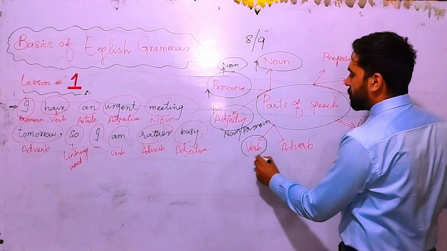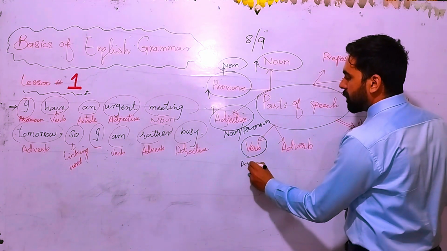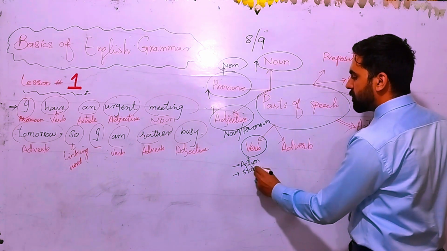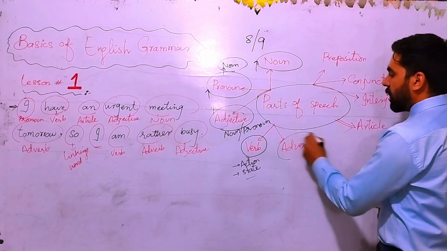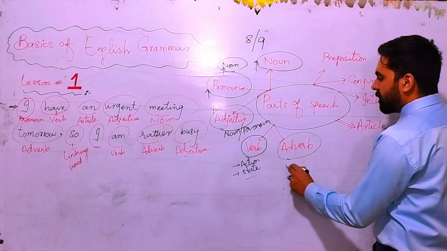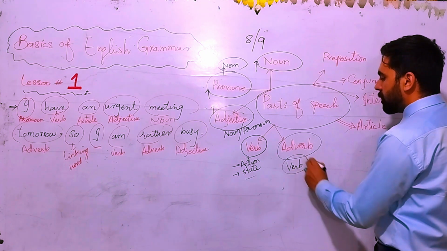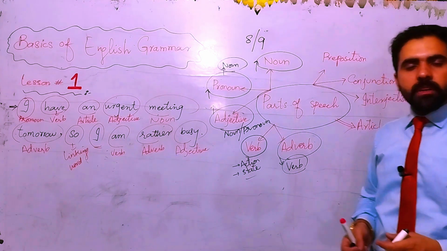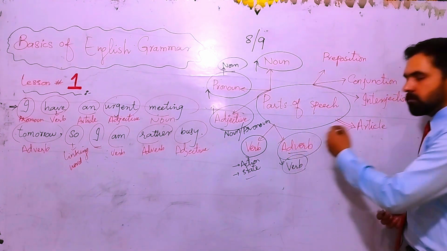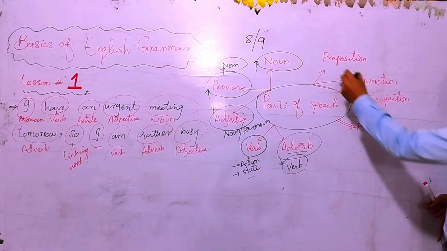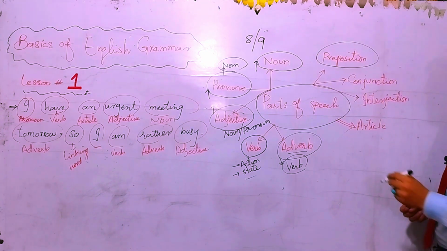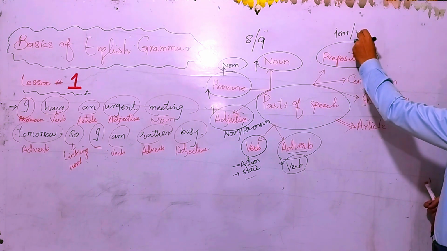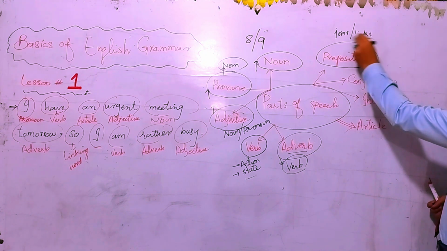Okay, the fourth part of speech is verb. Verb is a word that shows action or a state. Similarly, adverb is a word that adds something to the meaning of a verb. If a word adds meaning or tells us more about a verb, such a word is called an adverb. Okay, the next part of speech is preposition. Preposition is a word that joins or shows links.